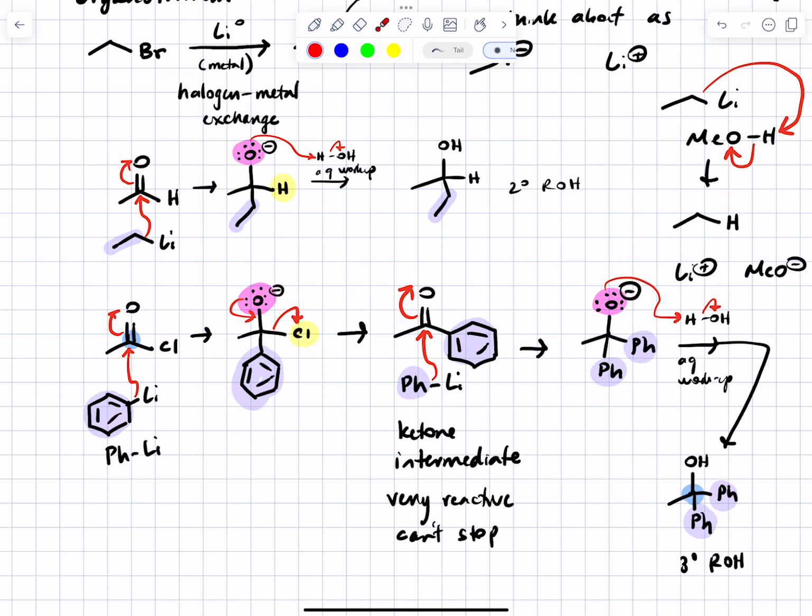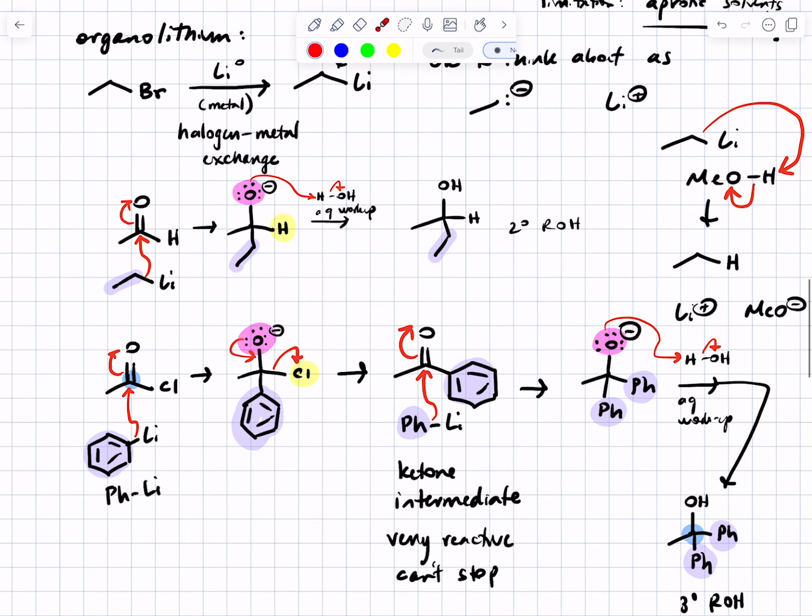Yeah. Okay. So how can you tell whether you should get a secondary versus a tertiary alcohol? Well, you pay attention to the starting material and whether or not the Y group is a good leaving group. For the aldehyde, you get to the tetrahedral intermediate and there's no good leaving group, so there you're stuck. For the acid chloride, you get to the tetrahedral intermediate here and there is a good leaving group, and so that gets kicked off. You go to the ketone and then we react again.